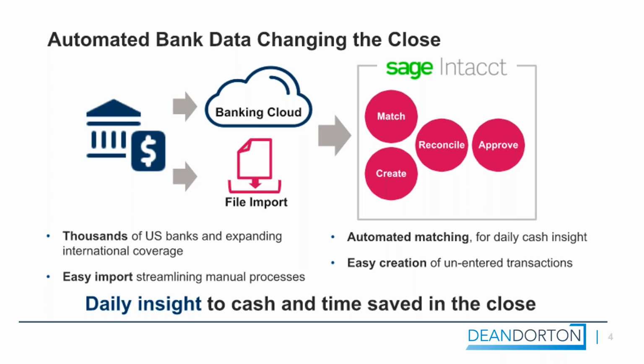And then either way, whether we have the banking cloud or that file import, now we have the ability to match, create, reconcile, and approve those transactions as part of our reconciliation process. So by utilizing the banking cloud, we're actually streamlining away from that manual process and doing something that's a lot more automated to allow those matches to happen easily for us, and that we don't have to hunt and search for those unentered transactions. We can actually create them a lot quicker. Now, what does this mean for you? You're going to have a much quicker insight into what's actually happening with your cash, and you'll actually save time having to enter those transactions again.